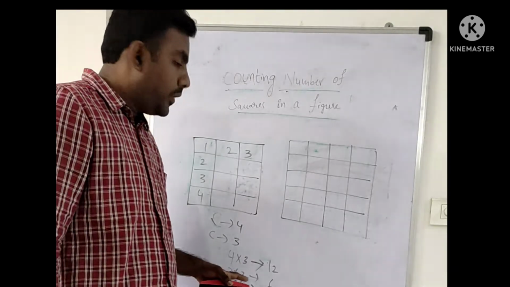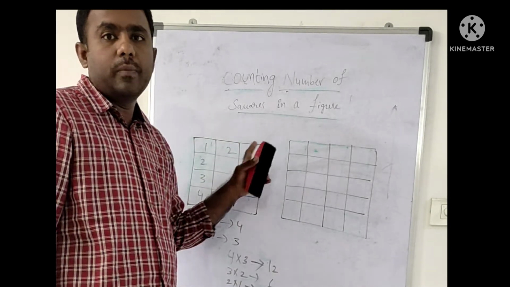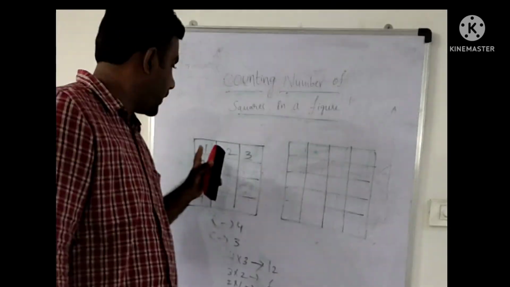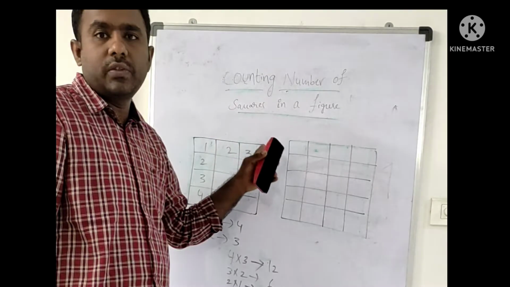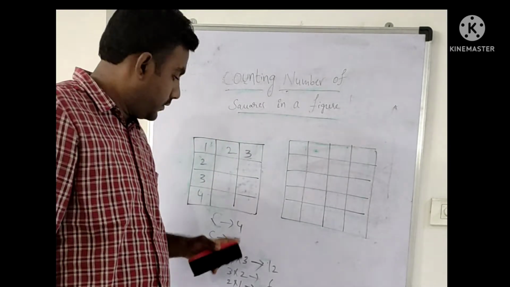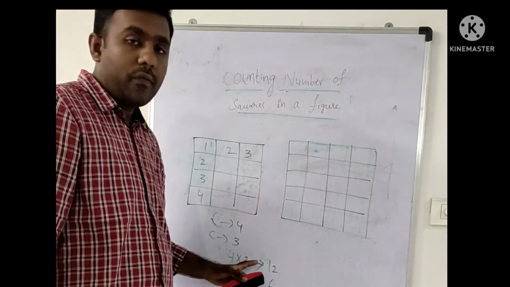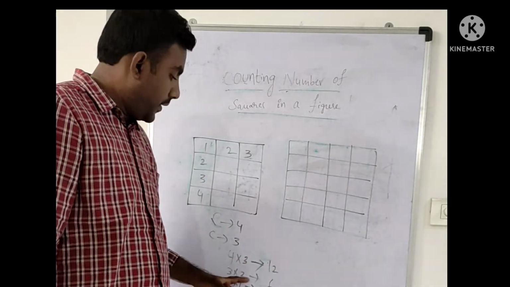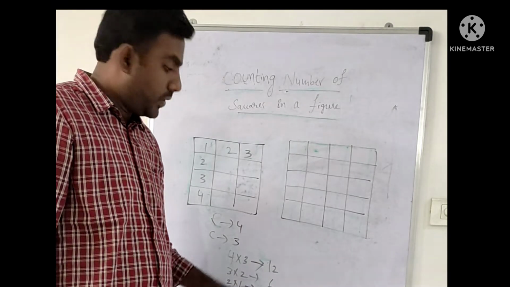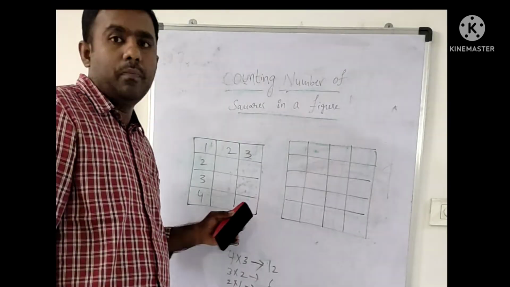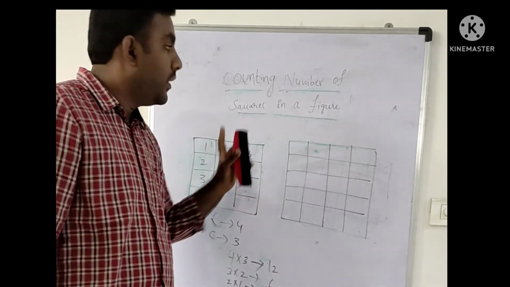This type of technique is used when the rows and columns are not equal. Here rows 4 and columns 3, those are not equal, then we can use this type of technique. 4 times 3 is 12, and we reduce 1 from each row and column: 3 by 2, 2 by 1 and 1 by 0. We get the number of squares in this particular figure as 20.